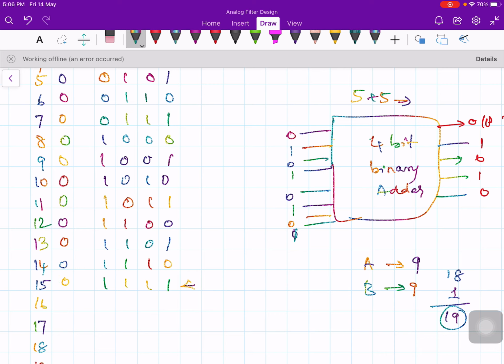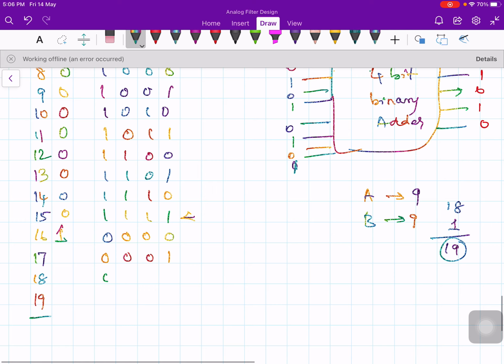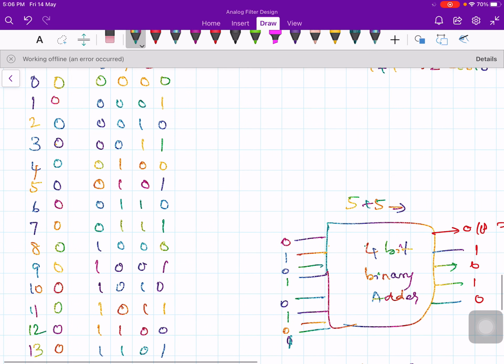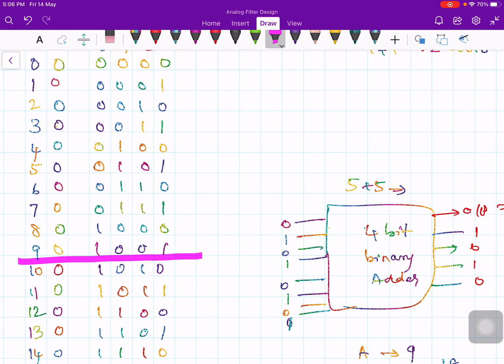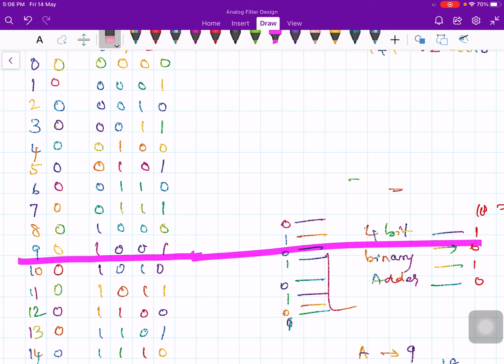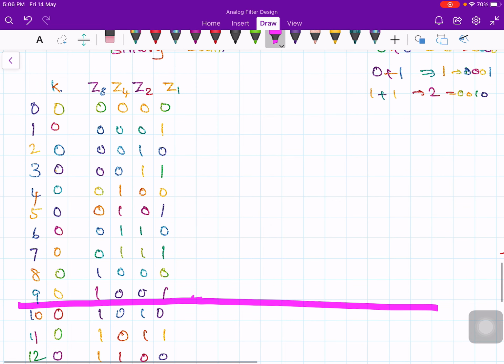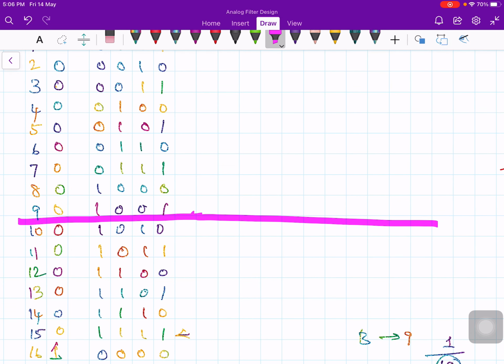The moment you exceed 15, then it becomes 0 0 0 0, and here the output carry is 1. Then again 0 0 0 1, and the output carry is 1. Then 0 0 1 0, 0 0 1 1. That's it. So these are all my output combinations. Now up to 9 there is no problem. Up to this position, no issues. But the problem arises after this 10, because we don't have an equivalent number for this 1 0 1 0.